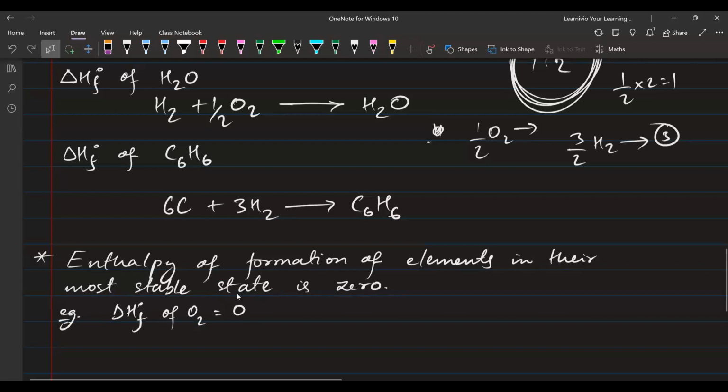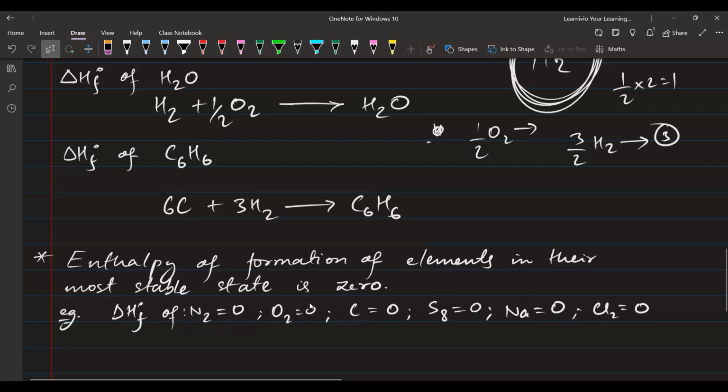Oxygen as an element, and what is the elemental state of oxygen? O2. Oxygen is present in the form of O2. ठीक है. उसी तरह से मान लीजिए आप N2 है, इसके लिए भी क्या हो जाएगा? 0. ठीक है. Enthalpy of formation of N2 is 0. O2 is equal to 0. Carbon, it is present as graphite, so graphite में 0. ठीक है. Then we have sulfur in the form of S8, it is 0. ठीक है. Similarly, if you have sodium atom, sodium के लिए क्या हो जाएगा? It is present as metal like this. Similarly, chlorine 2 के लिए भी क्या हो जाएगा? It will be 0. ठीक है. So in all the elements in their most stable state, the enthalpy of their formation is equal to 0.